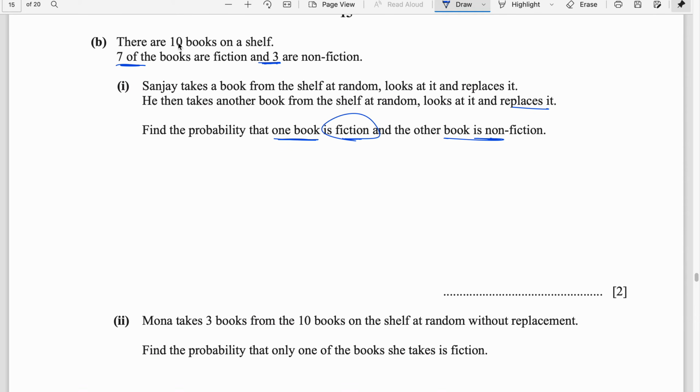So if we took a fiction book, that is 7 out of 10. And then a non-fiction, that is 3 out of 10. It could be the other way around: fiction, non-fiction plus non-fiction, fiction. So either you write it twice or you multiply it with 2 because the denominator is not changing. Use your calculators to get the answer.